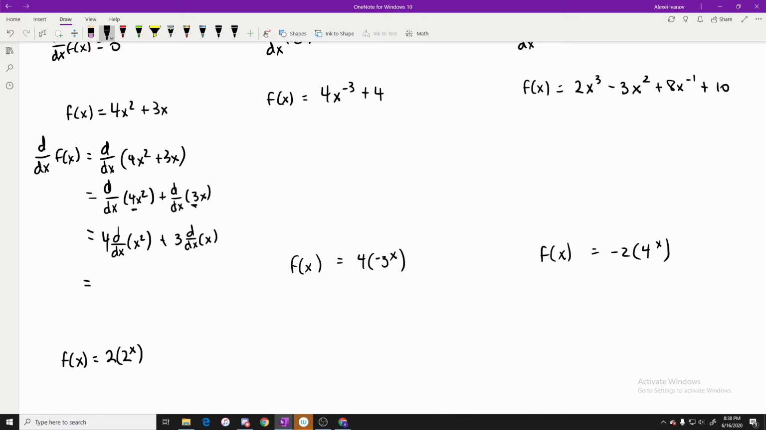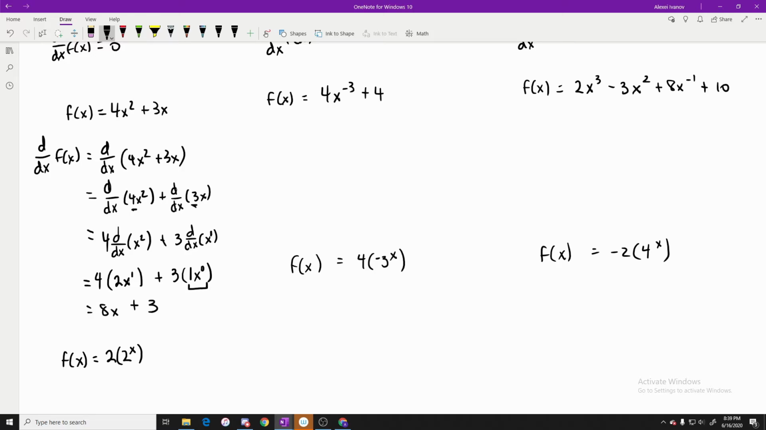And now finally we have a bare bone function that we know how to take the derivative of. So this is going to be 4 times the derivative of x squared. Well, we are going to drop the power, right? And then we are going to subtract 1. So this is going to be x to the 1 plus 3 times the derivative of just x, right? So if we think about it, it's x to the 1. We're going to drop the 1, keep the x, and then the power is going to get subtracted by 1, which is going to be 0 now. So now if we simplify this, this will be 8x, and then this will be plus 3.